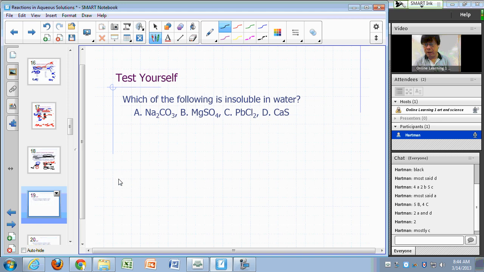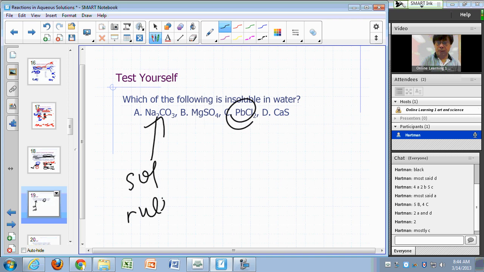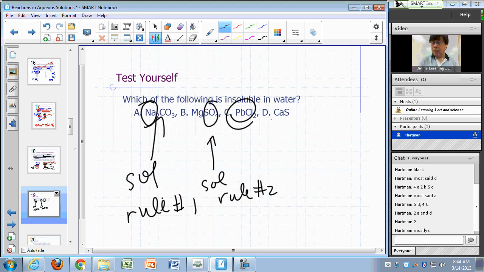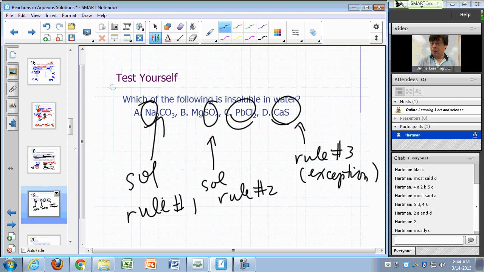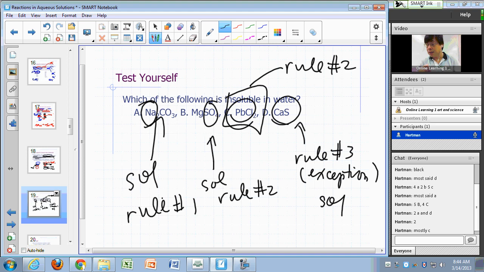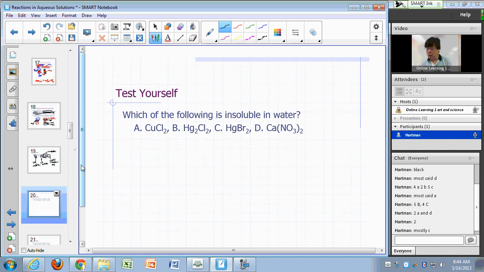Mostly C. Very good. Okay, so this is soluble according to rule number 1 because it's got a sodium. Sulfate, and it's not one of the exceptions, so this is soluble according to rule number 2. Calcium sulfide, that's rule number 3. That's an exception, right? It's a sulfide from group 2A, so that's soluble. And so lead chloride, according to rule number 2, most chlorides are soluble, but this is one of the exceptions. All right, good. And one more.